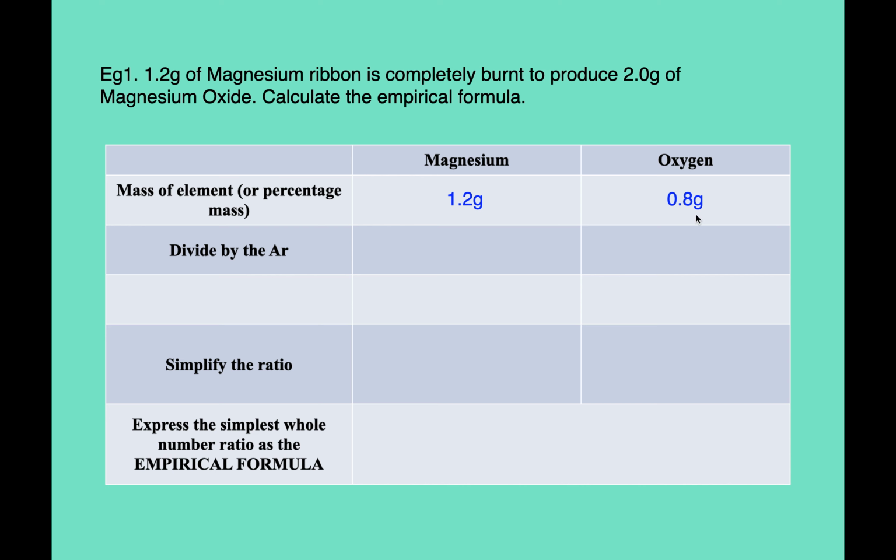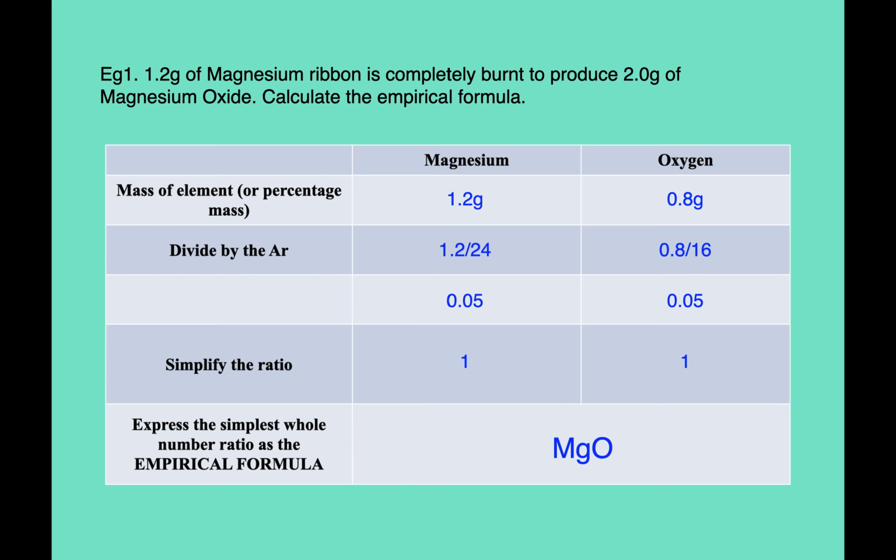Okay, let that sink in. Does that make sense to you? Then we divide by the relative atomic mass as before. Write the numbers down. That's nice and easy. And then the simple ratio is 1 to 1. So what's the empirical formula of the magnesium oxide? It's MgO.